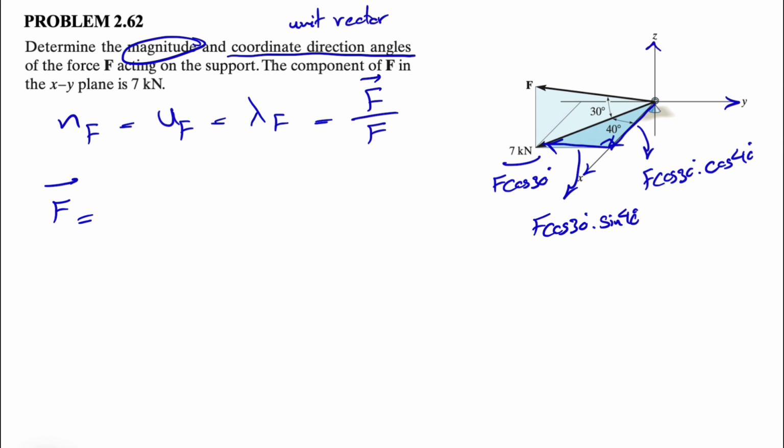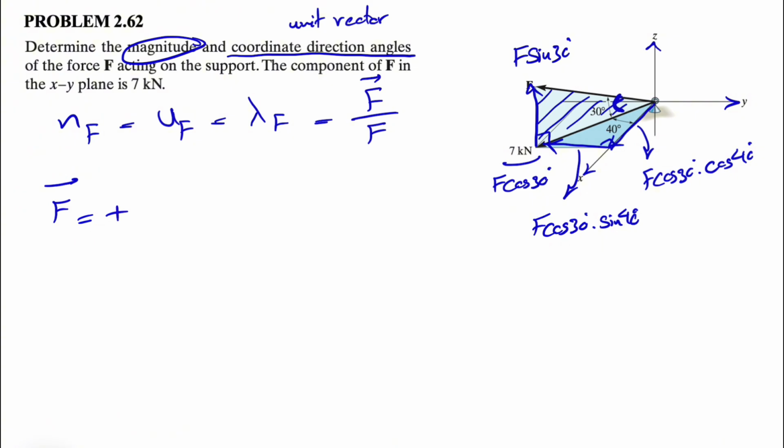Finding the z component is pretty easy. From this right triangle, the z component will be F sine of 30 degrees, which is this angle. So this is pretty much everything that we have. I'm just going to write it down here in vector form.